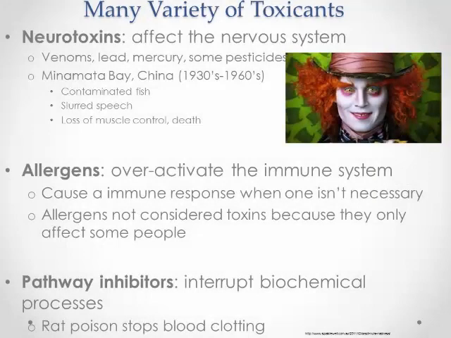4. Neurotoxins affect the nervous system. Examples include venoms, lead, mercury, and some pesticides. For example, people living on Minamata Bay in China between 1930 and 1960 were exposed to mercury because the nearby plant dumped it into the bay. The people ate the fish in the bay and drank the water. The results of this exposure were slurred speech, loss of muscle control, and often death.